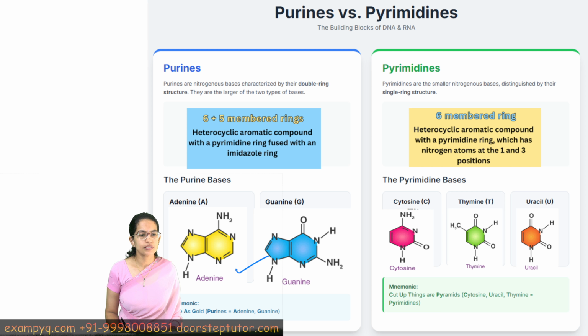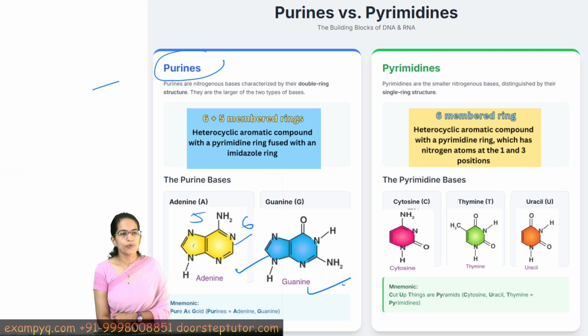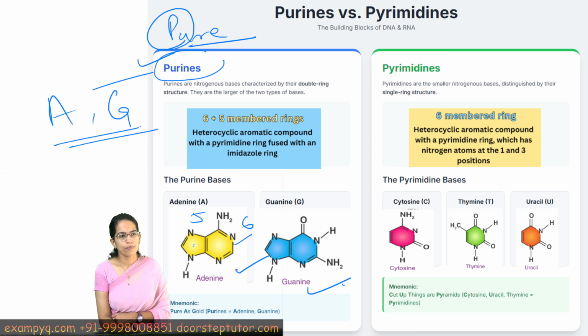Now, these purines are important because this is a 6+5 ring, and this is a heterocyclic aromatic compound. What is important is that a pyrimidine ring is fused into an imidazole ring, and this is what gives you purine. So purines are A and G. You can remember it as pure as gold. So P for purine, Pu for pure, A for adenine, and G for guanine.